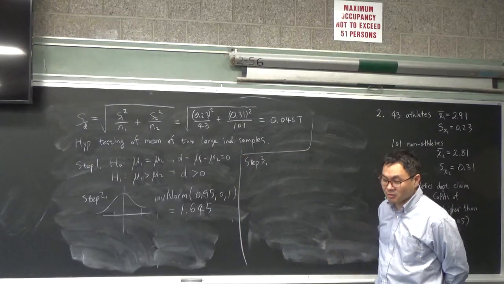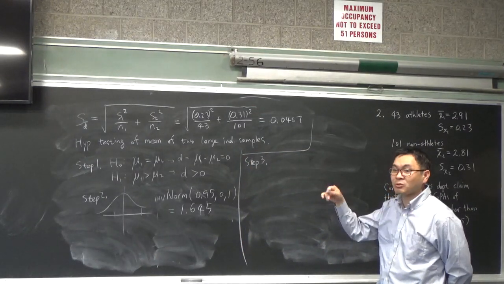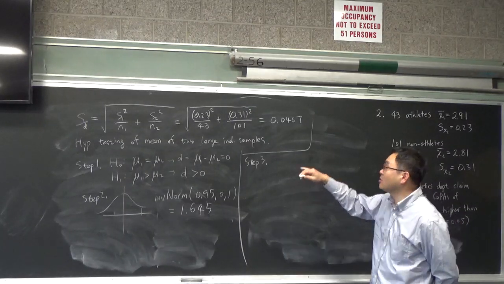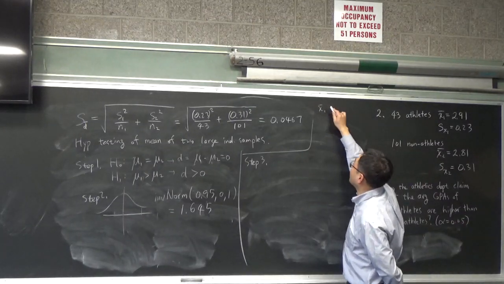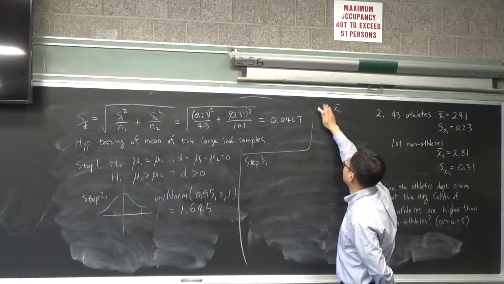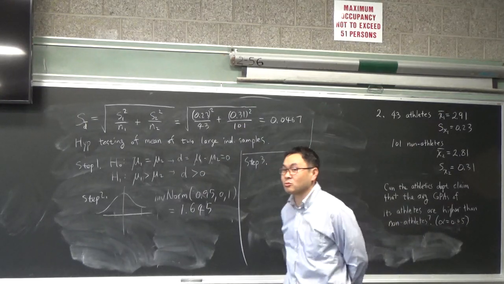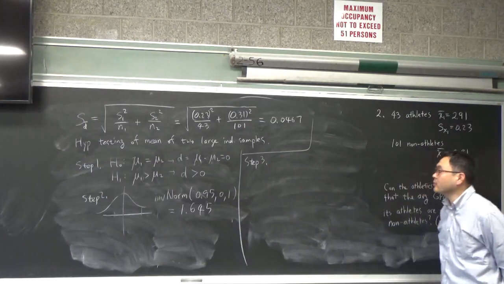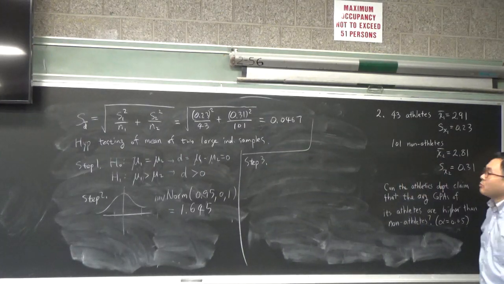Yeah, sorry about that. You should go back to your notes, and for the first one, you should change that x1 bar equals x2 bar. That should be changed to mu1 and mu2. Okay? So please change that. All right. So step 3.